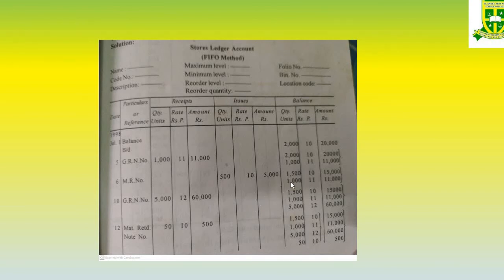Now one more is adding. So repeat it again, 1,500, 1,000. Add this 5,000 also: 5,000, 12, 60,000. Now the stock available in my hand is 3: 1,500 worth of stock, 1,000 worth of stock, and 5,000 worth of stock.